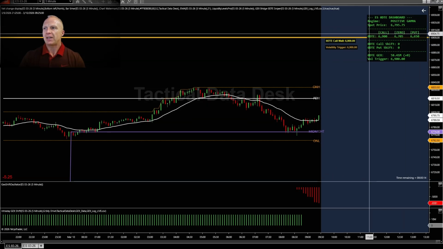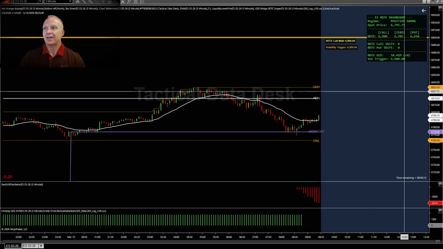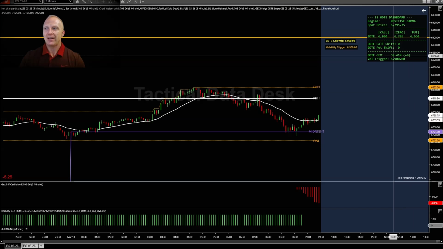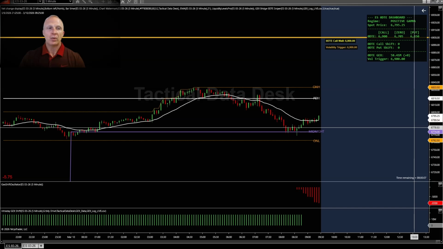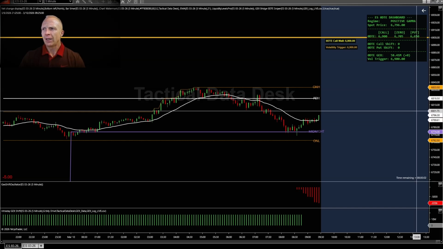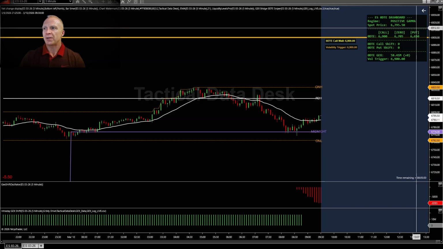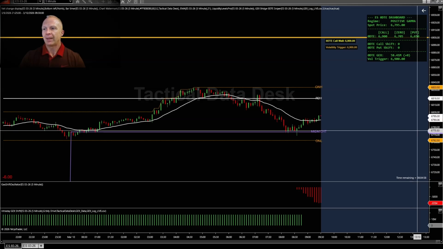The 0 DTE call walls and put walls, this is what it closed at yesterday with a 0 DTE GEX of 58 million, which is a huge lift from yesterday. It was negative 200. We'll see how these call walls and put walls update when we have market open.